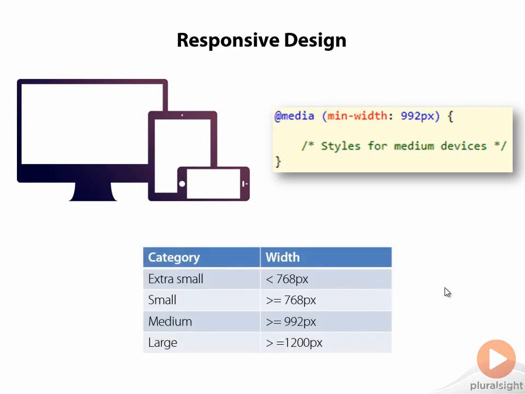There are extra small devices with a width less than 768 pixels. There's small devices, they'll have a width greater than 768. If the device has more than 992 pixels, that'll be a medium device, and then large displays, large devices, that's anything that has at least 1200 pixels in the horizontal direction. So let's take a look at responsive design in our application.